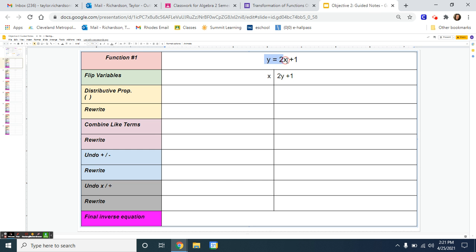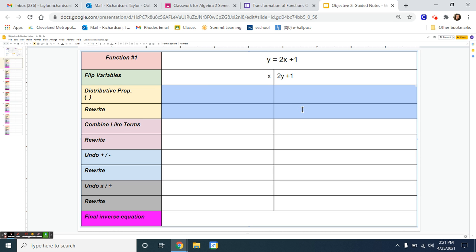So we just started with our first step, flip x and y. Okay, now we need to solve for y. We need to get y by itself. So we have to get rid of this plus 1 and we have to get rid of this 2. Hopefully you know these steps to solving equations. If not, I have helpers.